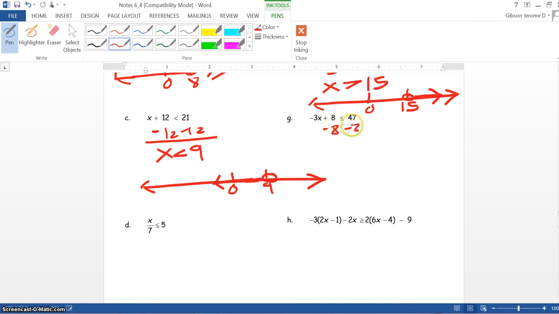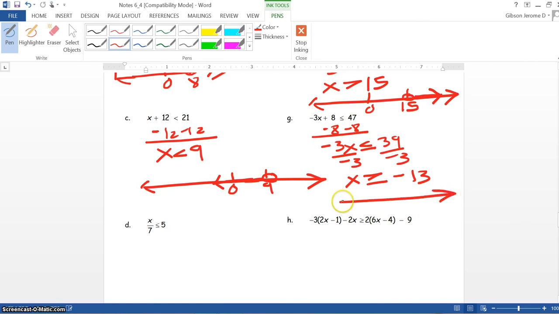We will subtract 8 on both sides. We have negative 3x is less than or equal to 47 minus 8 is 39. We'll divide each side by negative 3. And x, since we divided by negative 3, we have to change the direction of the inequality. It's greater than or equal to 39 divided by negative 3 is a negative 13.